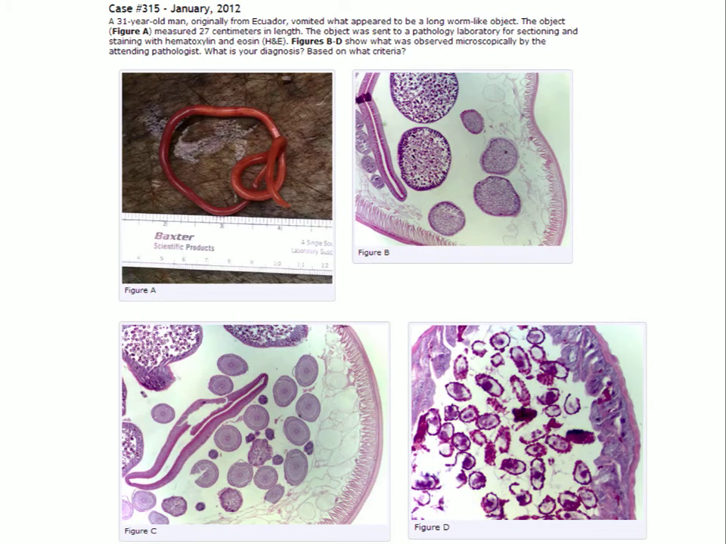Here are the pictures. So here's the worm itself. This is a cross section, and frankly, I don't really care about figures B and C, but I want you to look at what's inside here. Look at these eggs. And you can kind of see that they have a unique shape and surface to them. And this worm is affectionately known as the Ascaris lumbricoides worm.